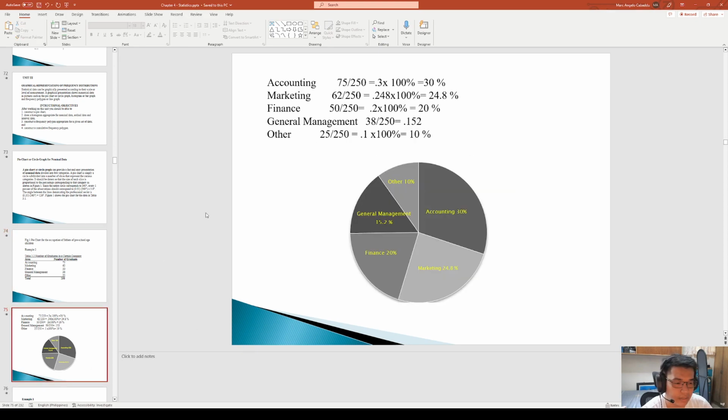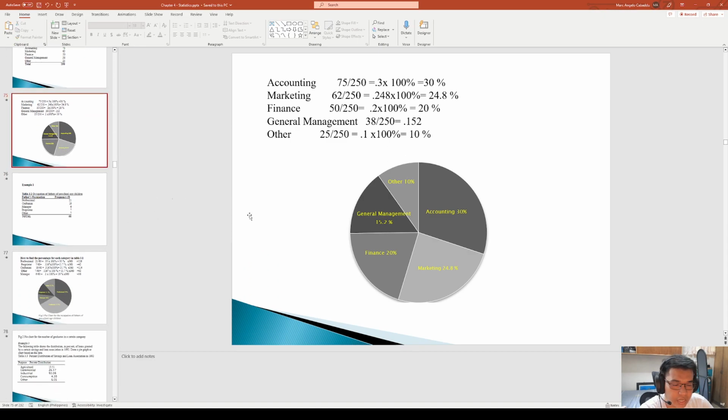So how do we construct this? We construct it using a pie and divide it into slices. For accounting, it amounts to 75 over 250 students, or 30% of the pie. That's the accounting, the biggest one. The next is marketing, 62 over 250, so that should be 24.8% of the pie chart. And so on, the finance, general management, and the last is the others, which is composed of 10%. So that's how you create a pie chart.